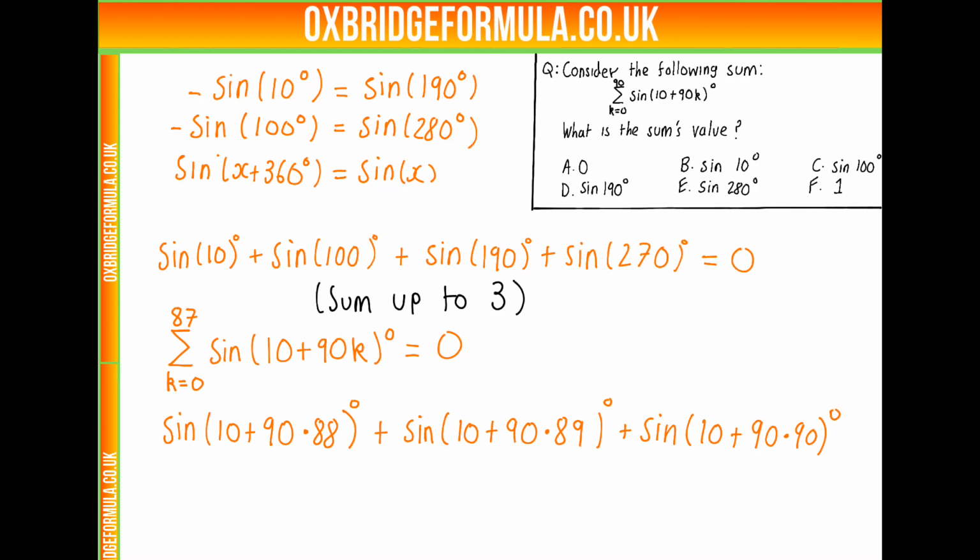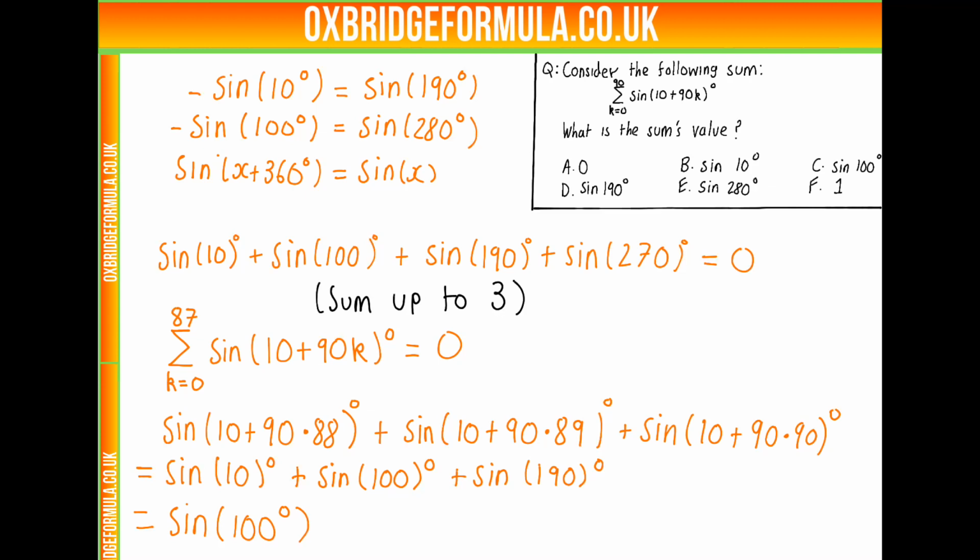We just have to look at the last 3 terms, and if we find the sum of these, we're done. But again, using the periodicity of 360 degrees, we see that this is the same as this, and this is the same as this. So we just need to do sine 10 plus sine 100 plus sine 190. But we know sine 190 and sine 10 cancel out from our earlier work, so we just get left with sine 100, and so our sum should be sine 100 degrees, which is C in our options, and so our answer is C.